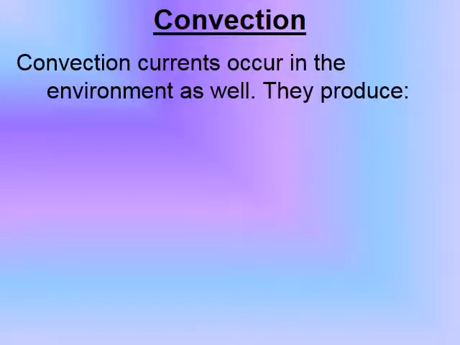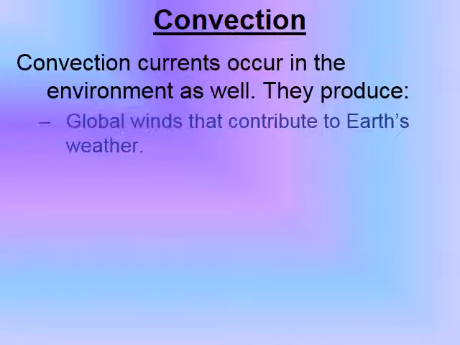Convection currents happen in the environment just like conduction can happen in the environment. Now, convection is different than conduction because conduction is by direct particle-to-particle contact. It happens in solids, whereas convection happens in liquids and gases. Convection is responsible for global winds that contribute to Earth's weather, of course, and is also responsible for ocean and lake currents. Like we said, convection happens in liquids and gases.